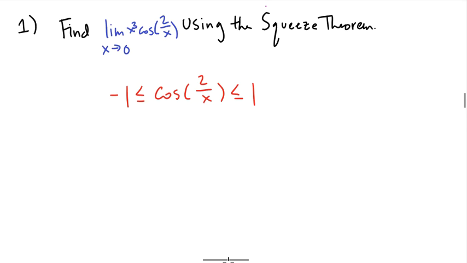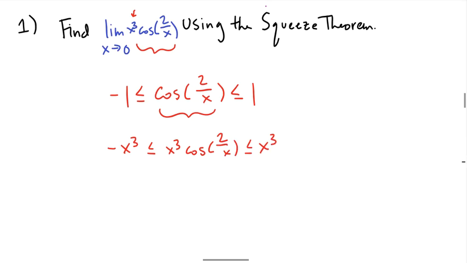Now what I want to do is transform this middle function to look like what I'm taking the limit of. So I need to multiply all of these things by x cubed, because I need to have that x cubed in my limit. So I'm going to have negative x cubed is less than or equal to x cubed cosine 2 over x, which is less than or equal to x cubed. And now we found out what two functions are going to be our upper and lower bound. Negative x cubed is going to be our lower bound, and x cubed is going to be our upper bound.